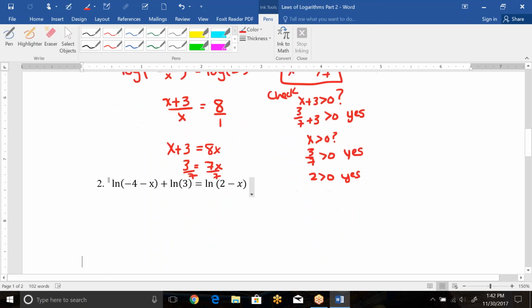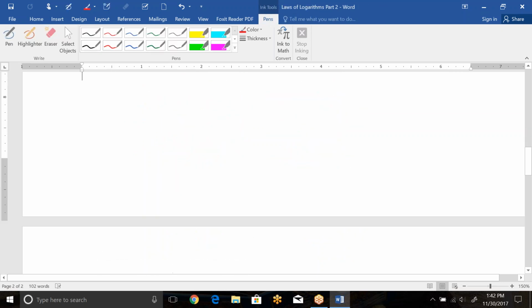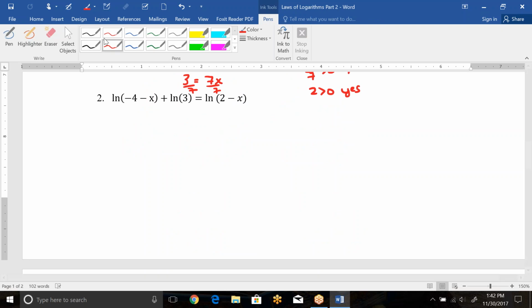Okay, let's look at number 2 that I've picked out here. So this one, we have addition between the two natural logs, and notice every term has a log, so I know this is going to be probably a method 1 solving again. When we have addition between two logs that have the same base, we change it to multiplying the arguments. So this will be 3 times that negative 4 minus x.